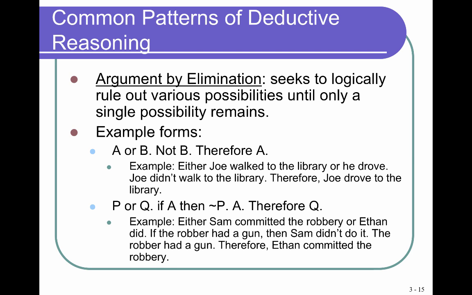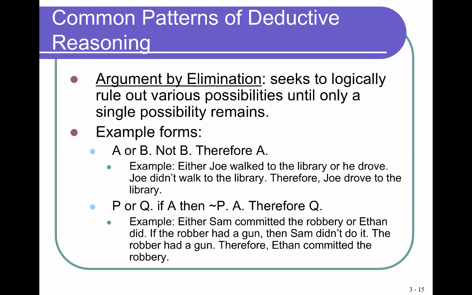They can get very complicated, but let's look at some fairly simple ones. The first one: A or B, not B, therefore A. In the example, either Joe walked to the library or he drove. Joe didn't walk to the library, therefore, Joe drove to the library. If it's either or, and one is not the case, then the other one, by elimination, must be the case.